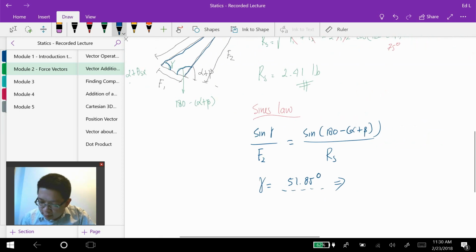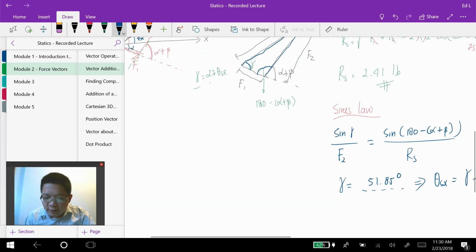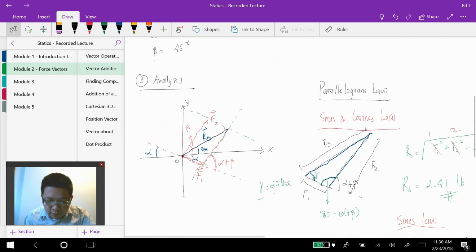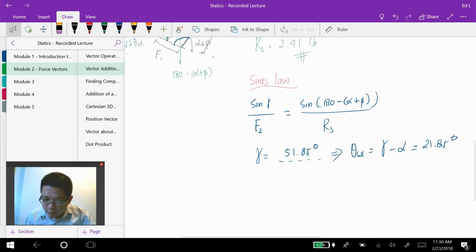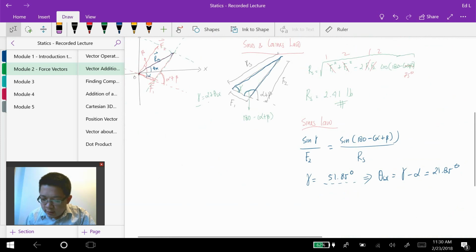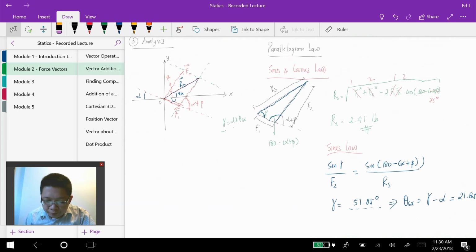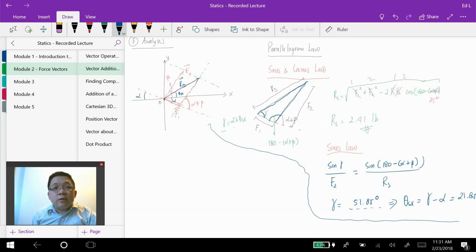Such that when I calculate my theta as x, it is equal to gamma minus alpha, and I will obtain 21.85 degrees because alpha is 30 degrees. All right, and that's how we solve Rs and theta as x using the sine and cosine law, utilizing the parallelogram law construction method. And let me draw a boundary in here, and I would like to show you how we can solve it using the Pythagoras theorem.